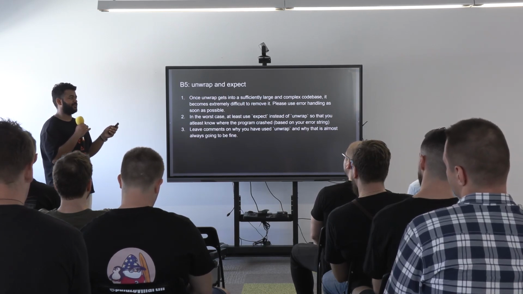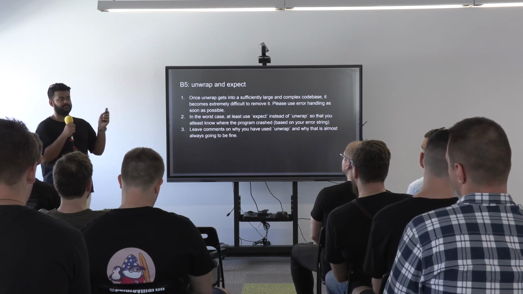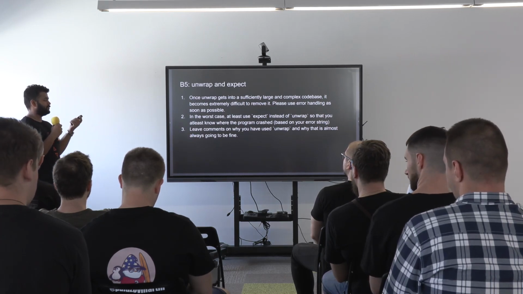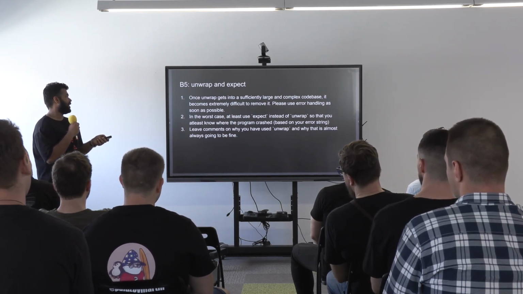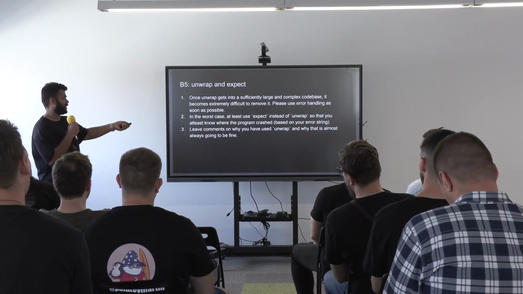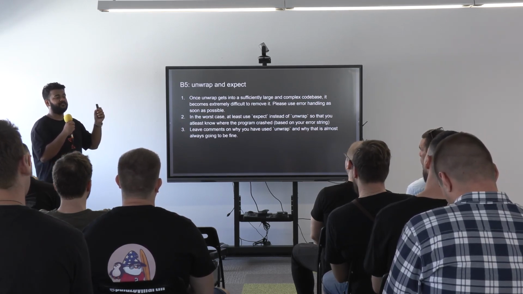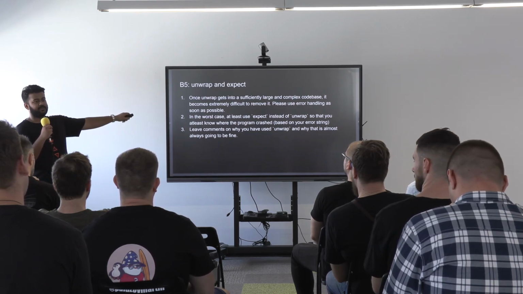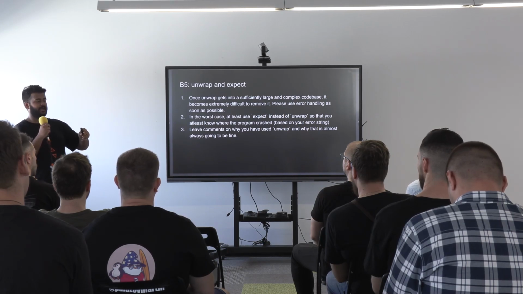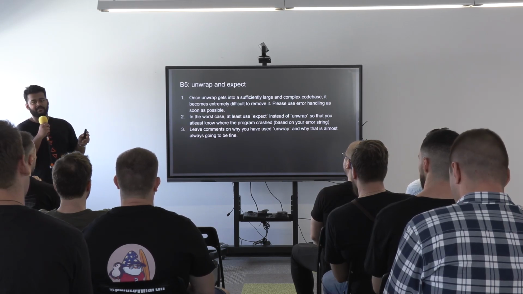I've seen very few instances of unwrap getting removed from complex code bases. So do not do it. Handle errors well, and at the very least, go for expect. For the places where you are very sure that the error will never come up, just go for expect, so that you can leave a custom string, and you at least know where the error is, right?